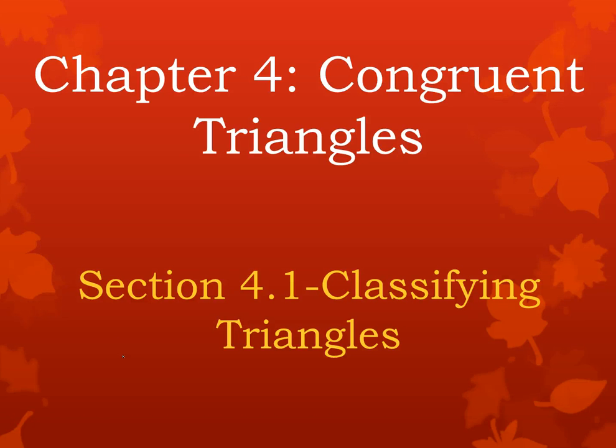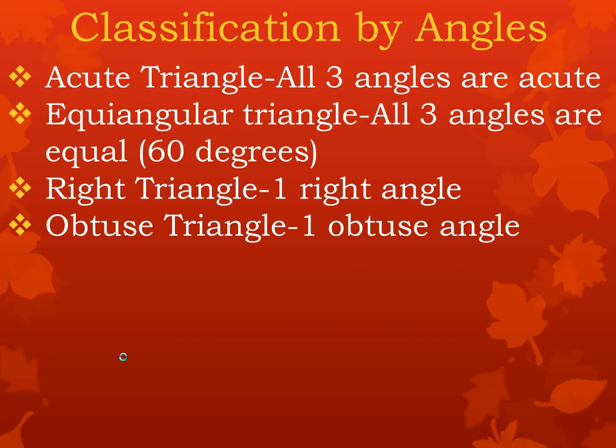Alright, so today we're going to talk about how to classify different types of triangles by their angles and their sides. So first we have our angle designations. An acute triangle is a triangle where all three angles are going to be acute angles. And acute is defined as, again, less than 90 degrees.